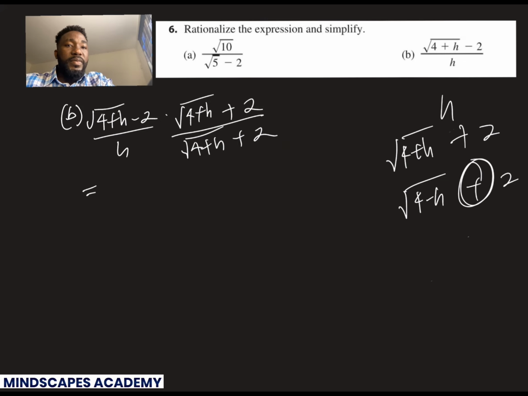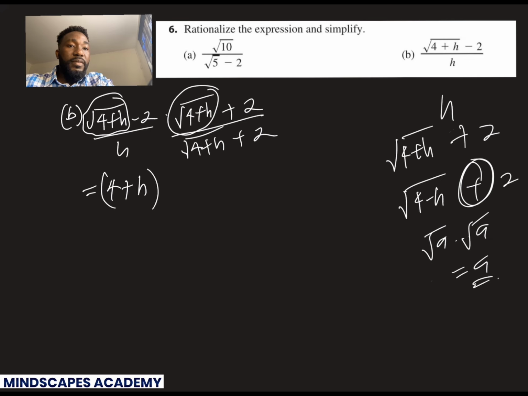Now let's multiply. Multiplying, you multiply this and this first, right? And if you do that, remember, if you multiply two square roots, this is root a squared, and square and square root cancel. So you're left with what? 4 plus h. That's what you have. Now you multiply root 4 plus h by plus 2. So that is plus 2 root 4 plus h.